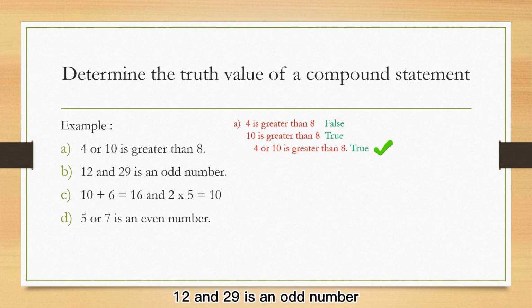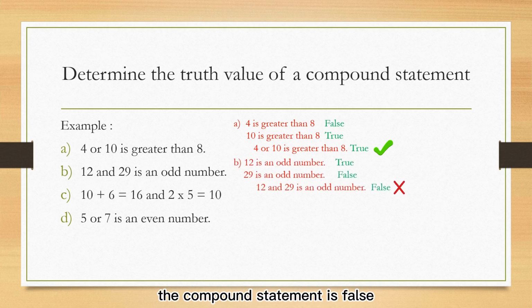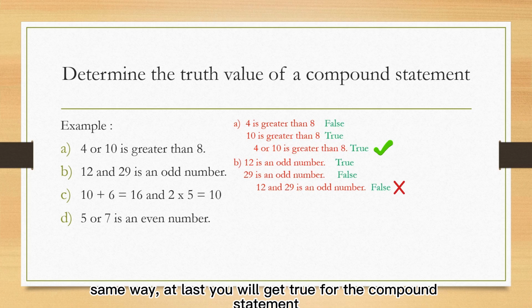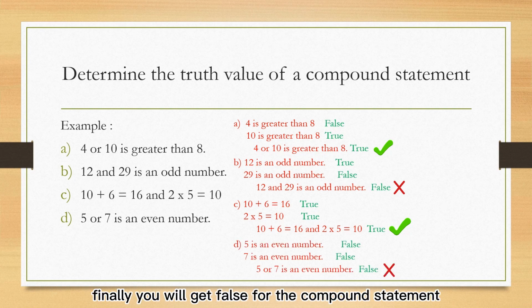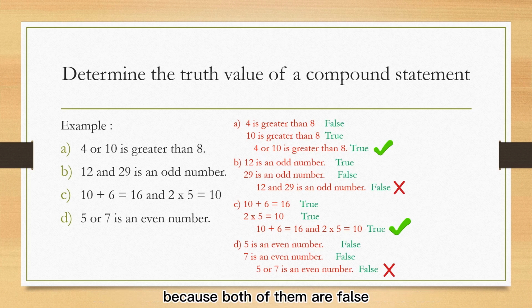Question B. 12 and 29 is an odd number. Same step. List down the statements, then determine the true value. The compound statement is false because one of them is false. Question C. 10 plus 6 equals 16 and 2 times 5 equals 10. Same way, at last, you will get true for the compound statement because both of them are true. Question D. 5 or 7 is an even number. Okay, same way. Finally, you will get false for the compound statement because both of them are false.